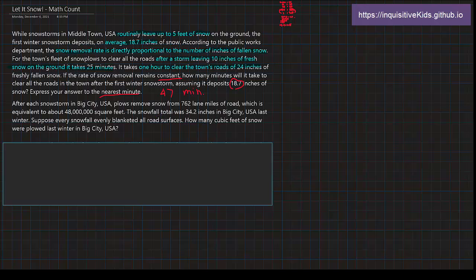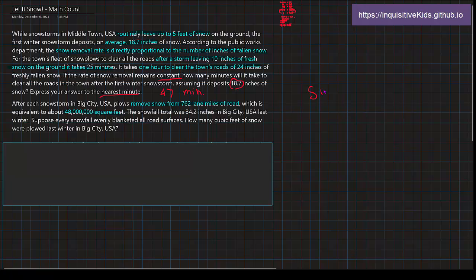So let's reread the problem over here. What did it say? So it says that it removes snow from 762 lane miles of road, which is equivalent to about this much square feet.